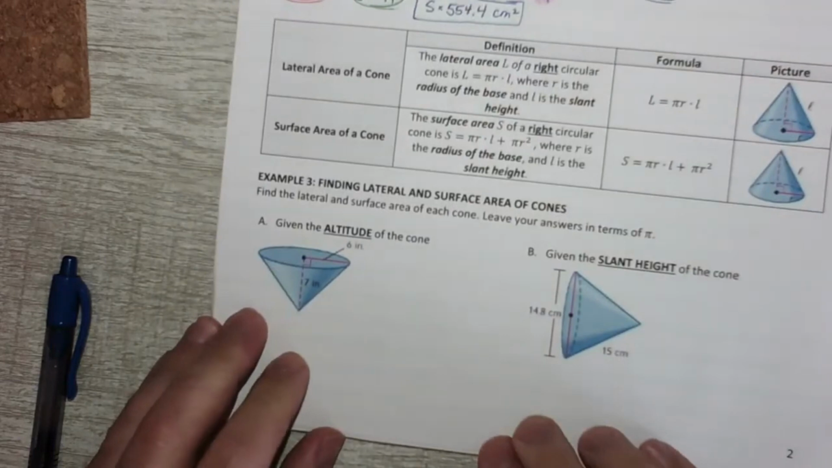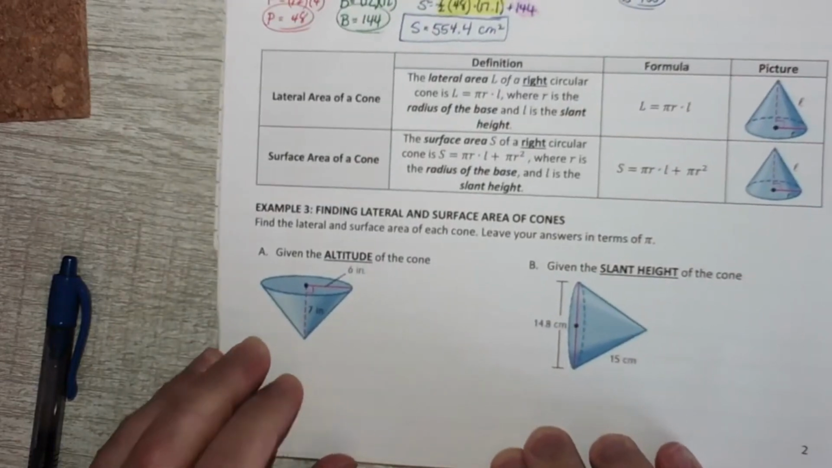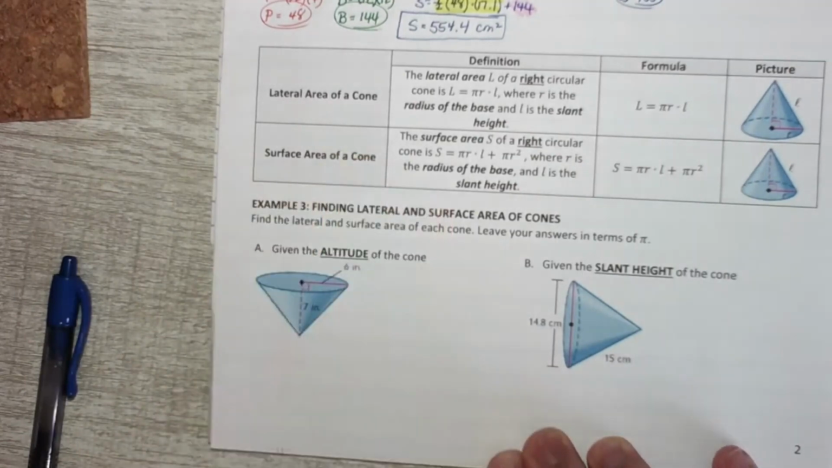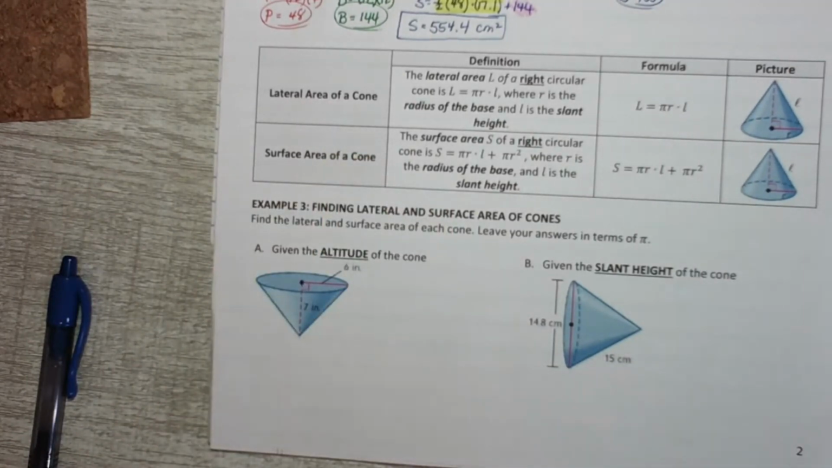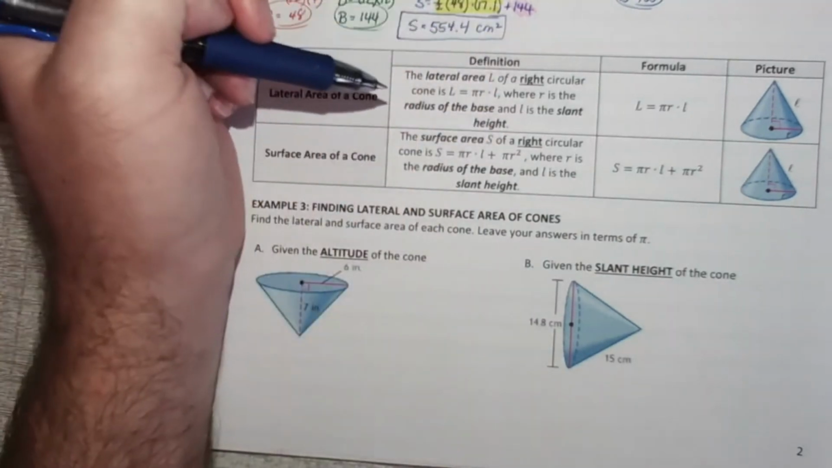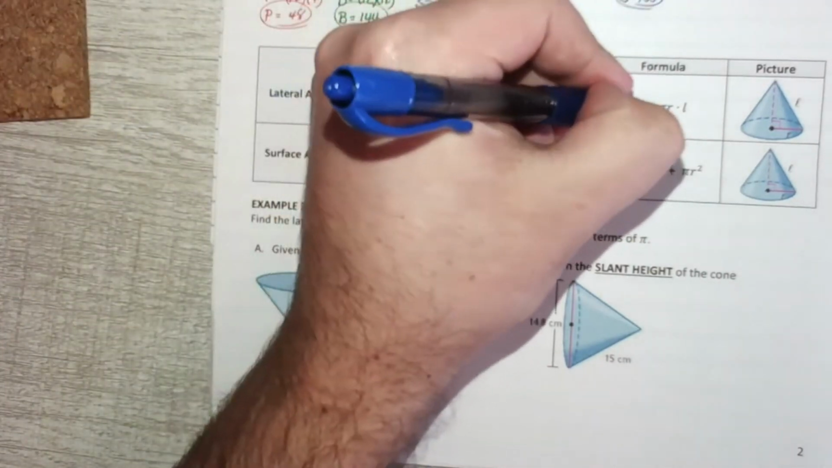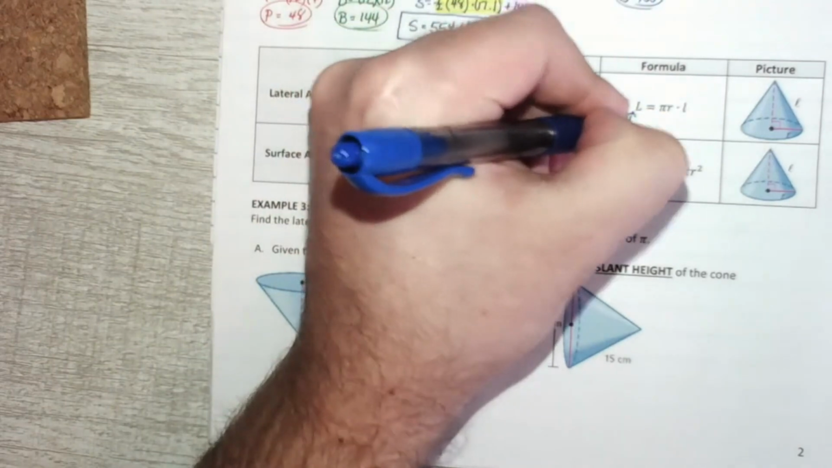Okay, so down here, if we check the formulas for lateral area and surface area of a cone, they're going to be kind of related to pyramids as well. So in this case, the lateral area of a cone is going to be, again, capital L stands for the lateral area.